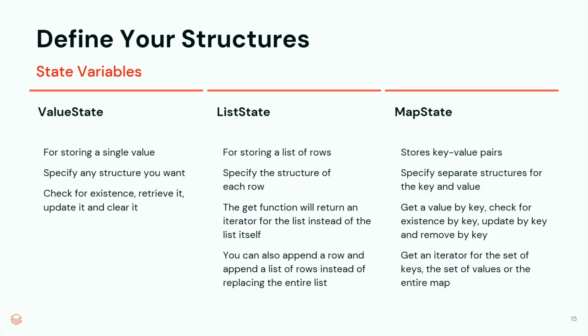Now the third type is actually my favorite. It's a map state variable, and you can store key value pairs in there. You define the structure of the key, and you define the structure of the value. You can go and get an iterator of the keys, an iterator of the values, the whole map. You can also put in something new by key or pull it by key. You can update it by key and delete it by key. So you suddenly got a whole bunch more flexibility in how you can interact with state rather than just pulling the entire thing out, manipulating it, and putting the whole thing back in.